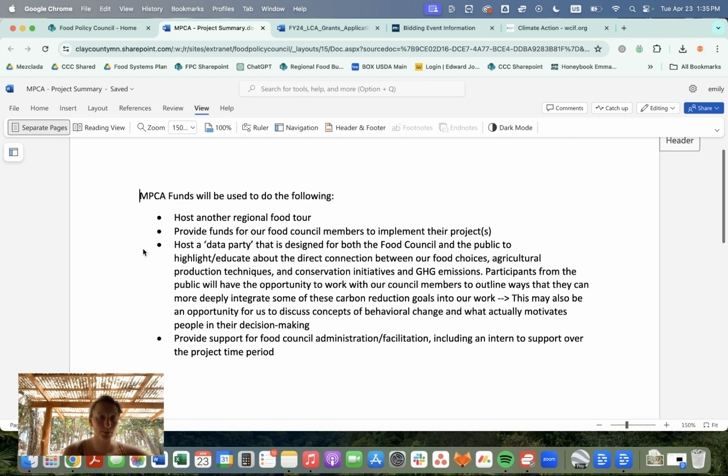And participants from the public would have the opportunity to work with our council members to outline the ways that we can more deeply integrate some of these carbon reduction goals into our work. And also, I think it would be really interesting to dig into this question of what are the metrics that motivate you the most?